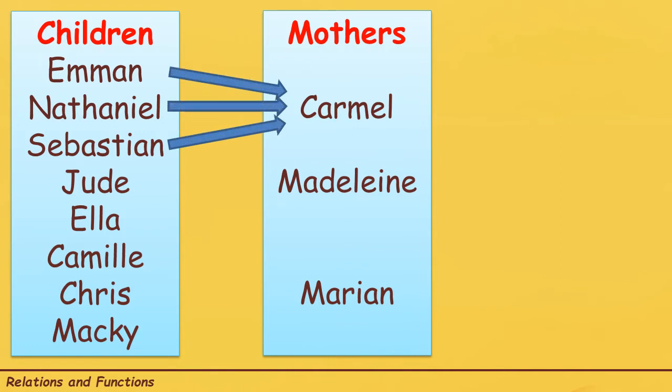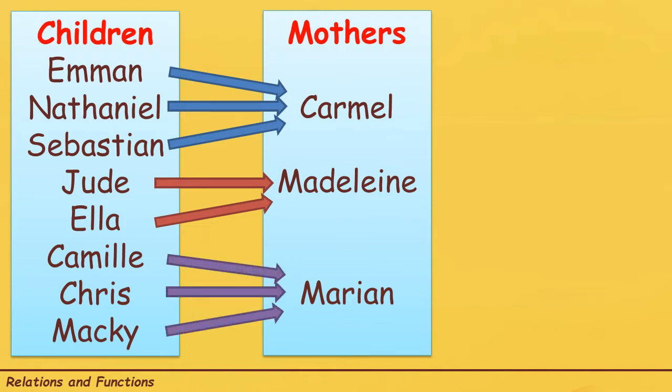Ayan. Eman, Nathaniel, and Sebastian nakaturo ang kanilang arrow kay Carmel to indicate that their mother is Carmel. Sumunod naman is si Jude at si Ella. Nakatutok yung kanilang arrow kay Madeline because their mother is Madeline. On the last part, Camille, Chris, and Mackie, ang kanila namang mother is Marian. So, kailangan nakatutok yung kanilang arrow sa kanilang mother. This is an example of mapping diagram.